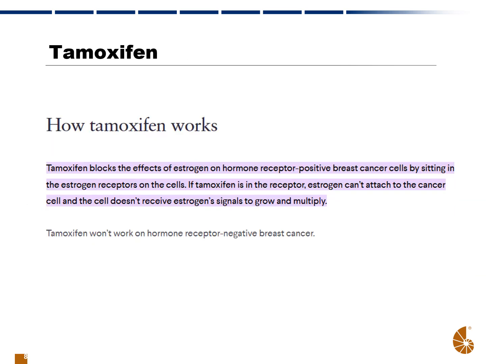So tamoxifen works by blocking the effects of estrogen on hormone receptor positive breast cancer cells by sitting in the estrogen receptor on the cells. If tamoxifen is in the receptor, the estrogen can't attach to the cancer cell and the cell doesn't receive estrogen signals to grow and multiply. However, tamoxifen won't work on hormone receptor negative breast cancer, so there's no sense giving it to estrogen receptor negative breast cancers.